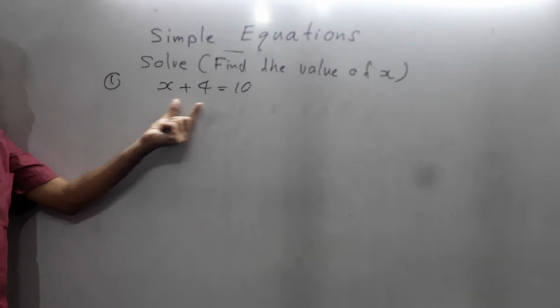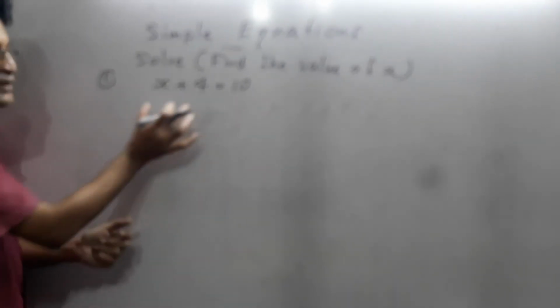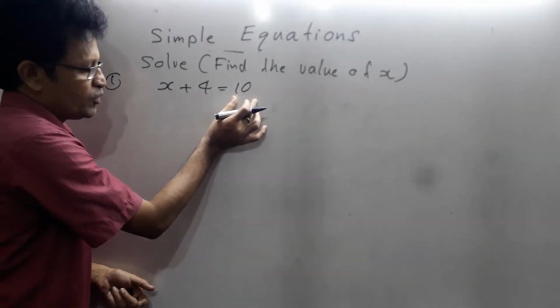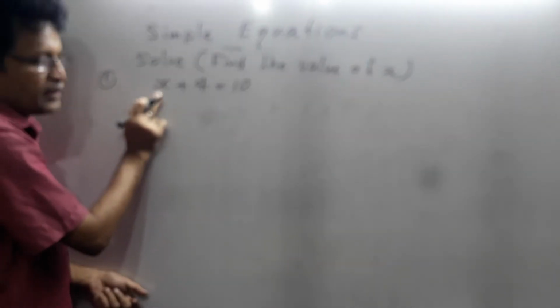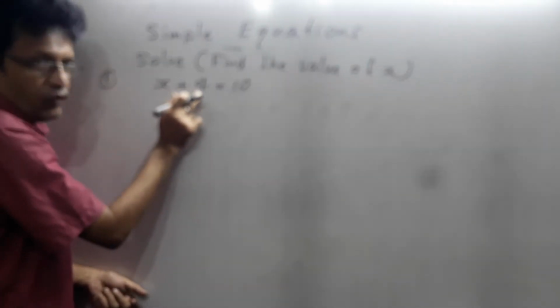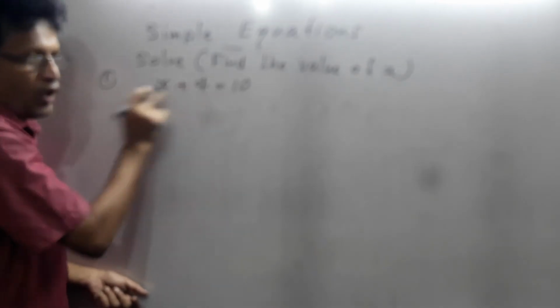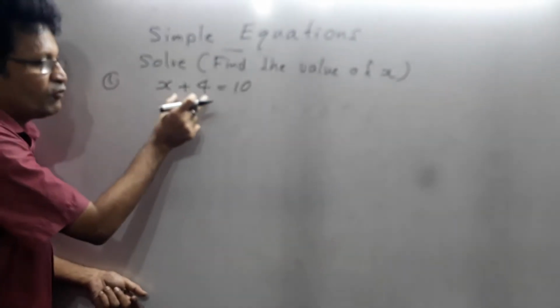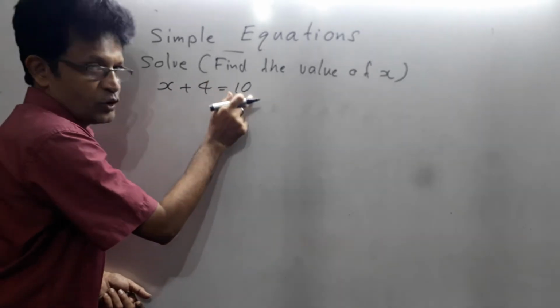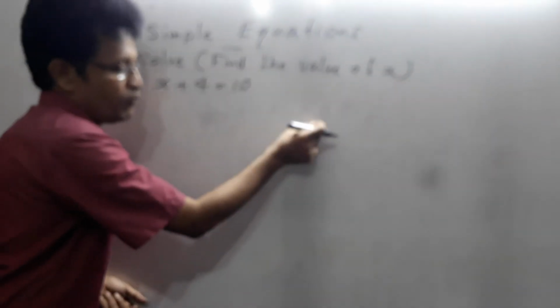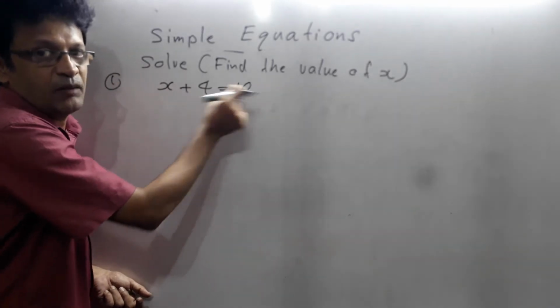Now it is like a scale. This side and this side, both sides are equal. So I have to find the value of x. To find the value of x, I have to take 4 out. To take 4 out, I have to subtract 4 from this side. So if I subtract 4 on this side, from this side also I have to subtract 4. The same amount I have to subtract both sides.